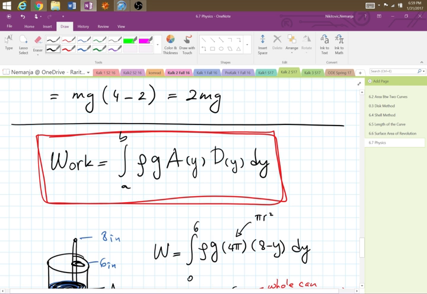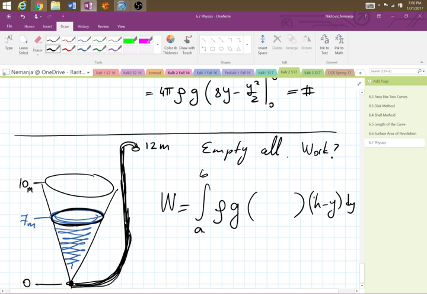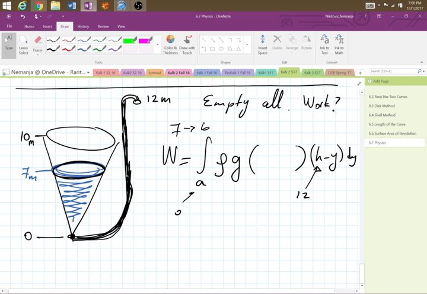For these problems, that's always the scariest piece. Everything else is standard. You're always going to have the same setup: the work is equal to the integral from a to b of rho g, then the scary piece, the area, times height minus y, dy. You already know this is 12, this is 0, and this is 7 because the liquid is up to 7. Rho and g are constants, so the only missing piece is the area. So now we have to figure out how to express this area in terms of the height y. So how do we do that?